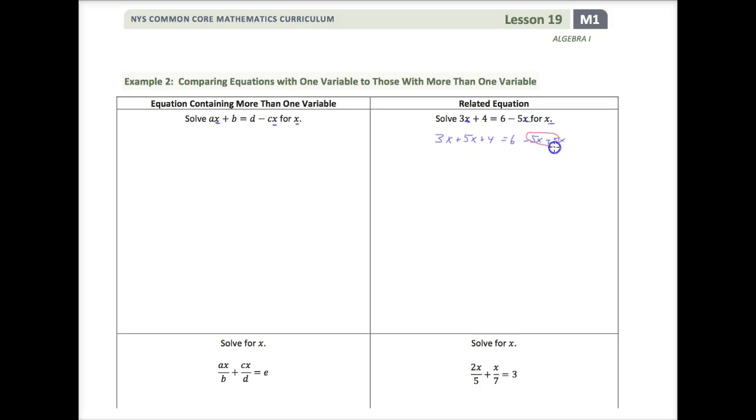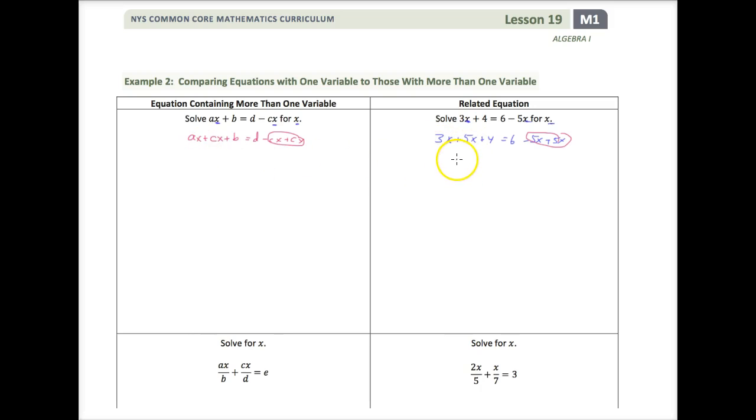It's good. Now, if I think about it, I want to try to think of the same strategy. So over here, I added 5x. So over here, the cx is in the same place. So I'm going to go ahead and follow what I did. I'm going to add cx to both sides. And I get d minus cx plus cx. There's my zero pair.